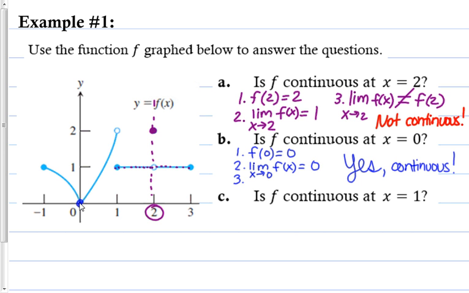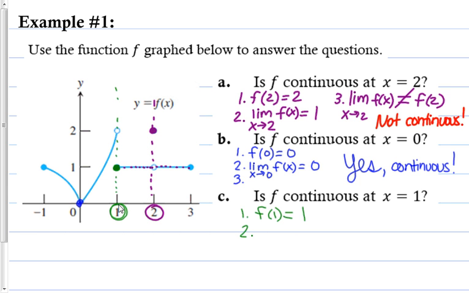All right, part C. Is f continuous at x equals 1? So here's x equals 1. And I look at the graph here along x equals 1. And for part 1, it says that f of 1 has to be defined. Okay, let's look at the graph. What is it? At x equals 1, my y value is 1.